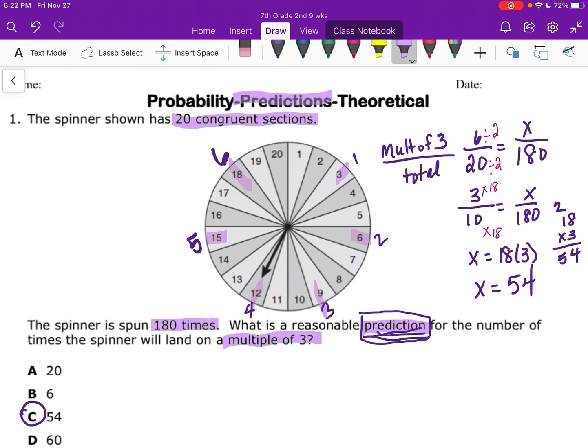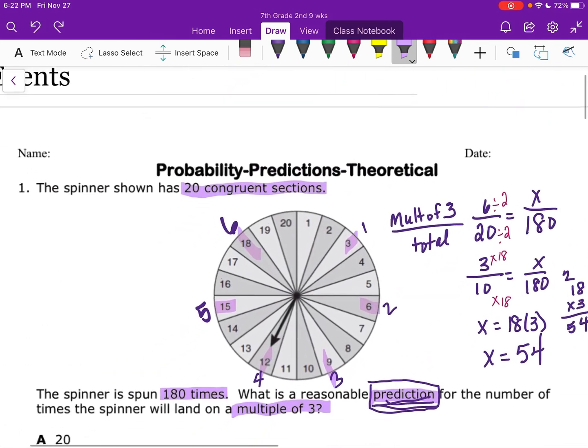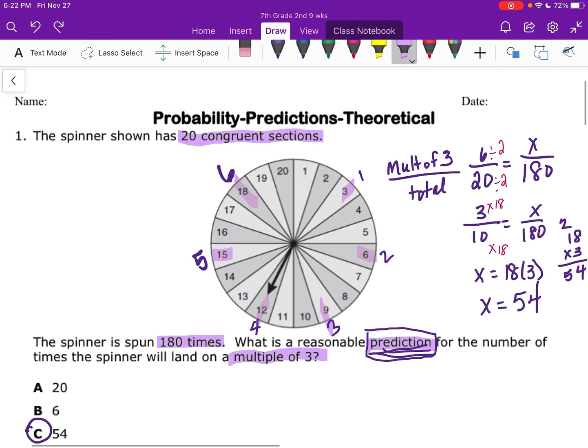Okay, so that is finding predictions when we have theoretical probability. And yeah, when you see that word prediction, little bells, whistles, and excited little noises should go off in your head. You should say, "Ooh, it's a prediction. I'm going to use a..." That's right, you're going to use a proportion.